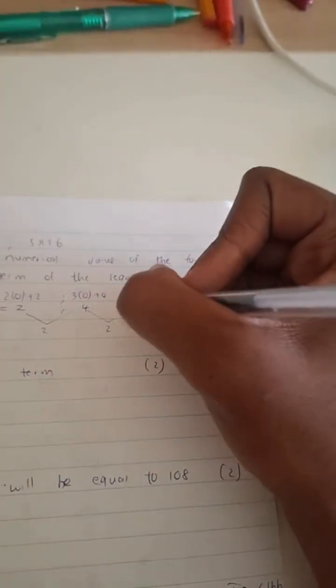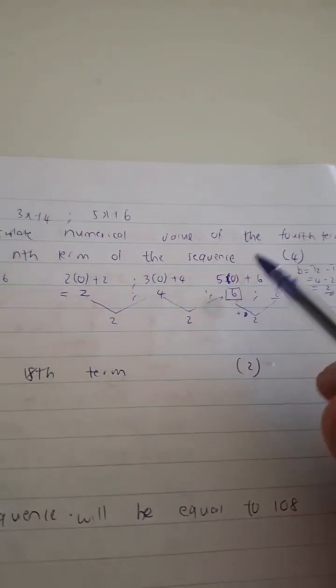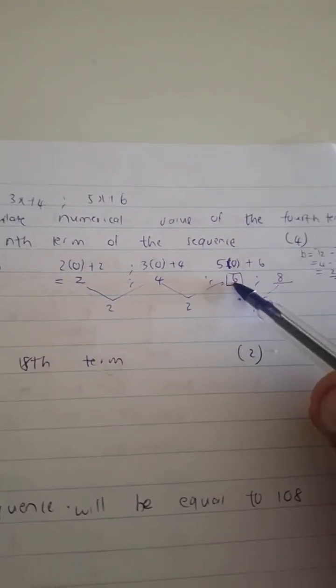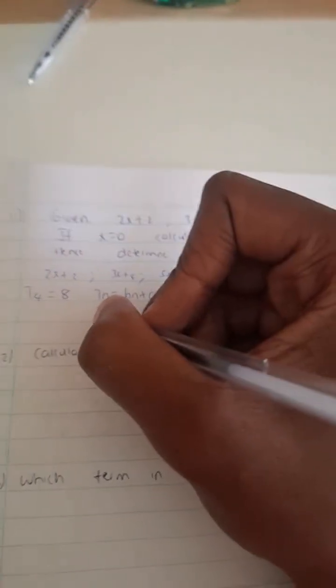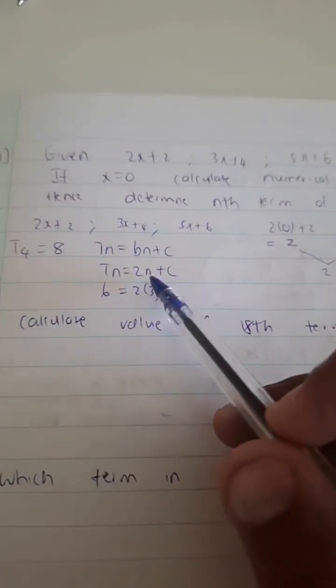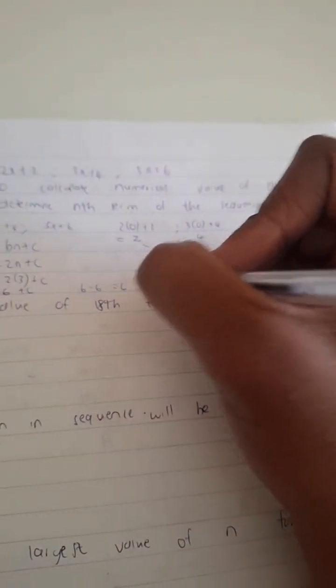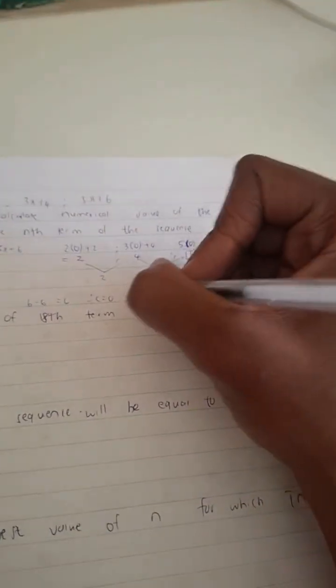So let's just say I take 6. What is the position of 6? It occupies the third term. So 6 occupies the third position. So I'm going to write 6 is equal to 2 times, in the place of n, I write the position, plus c. Then 6 is equal to 6 plus c. I take the 6, I transpose it. 6 minus 6 is equal to c. Therefore, c is equal to 0. So what is Tn, guys?